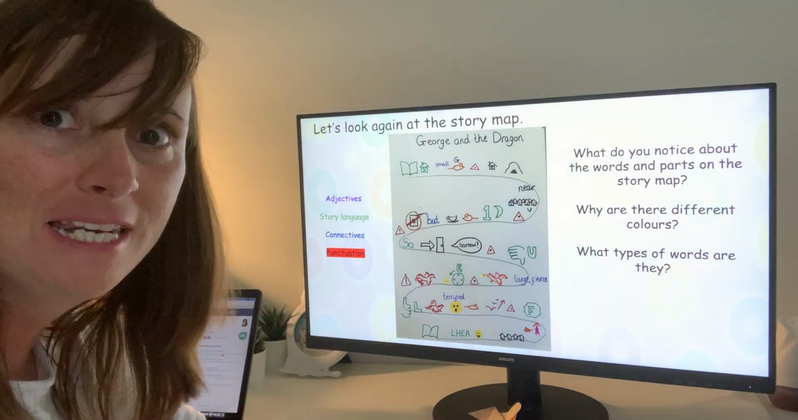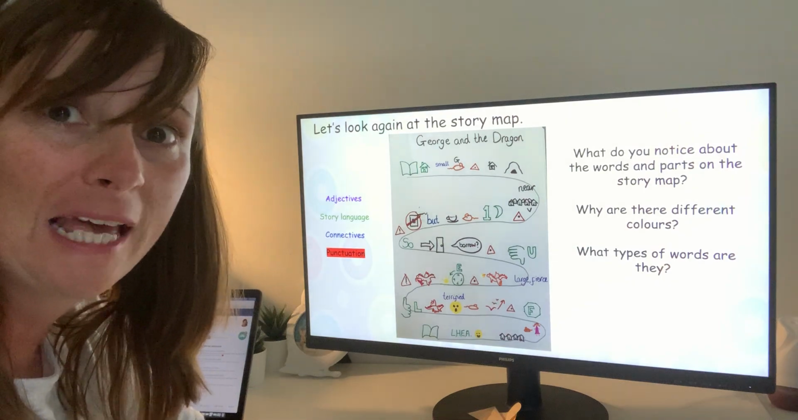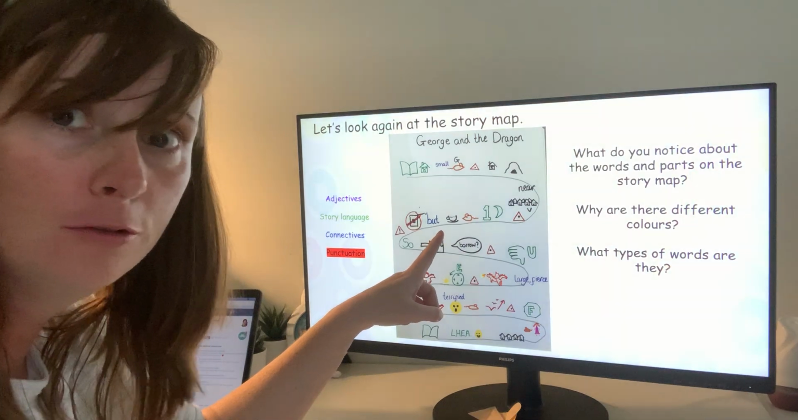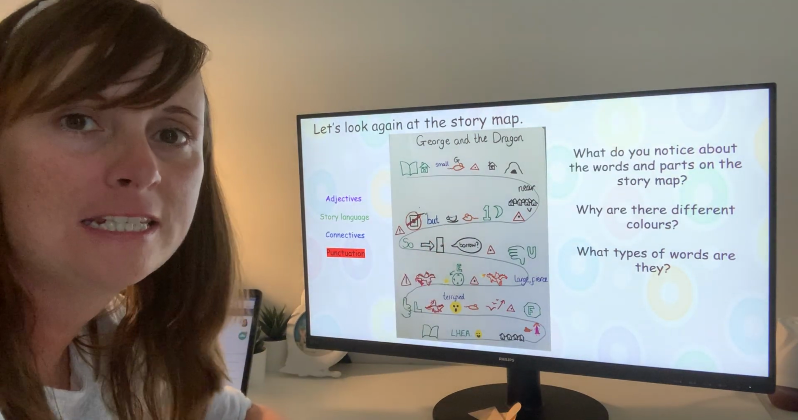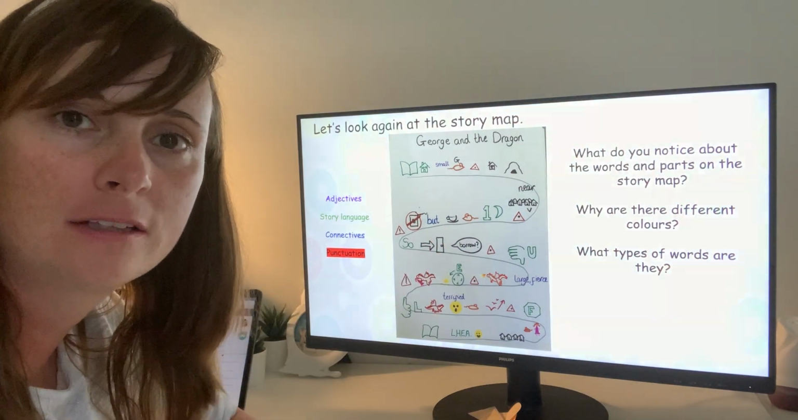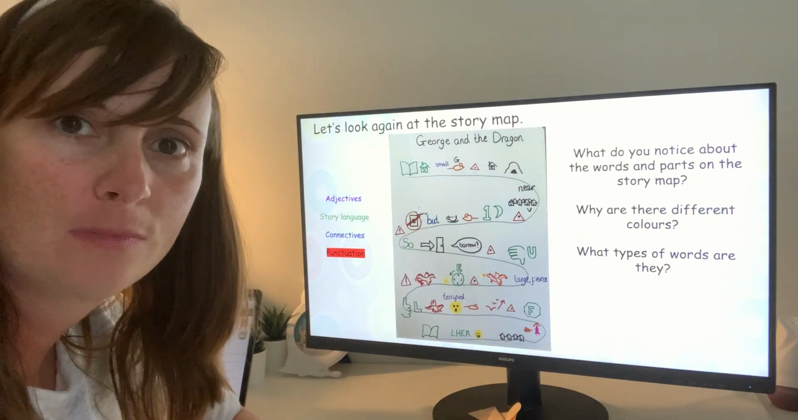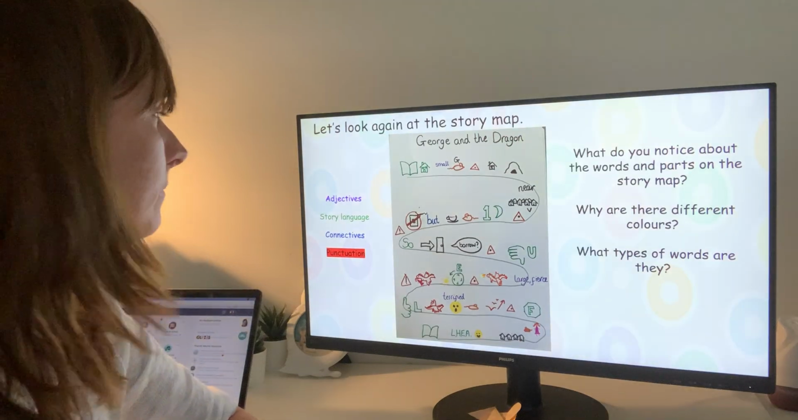In blue, I've put some connectives, some joining words, like and. I've got but he had no sugar. That is a connective because it's joining two sentences together. Instead of having two little sentences, I've used the word but to connect them. So that's my puzzle piece, that's my connection.